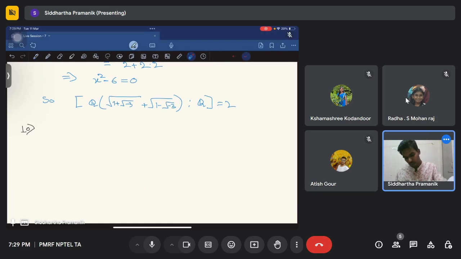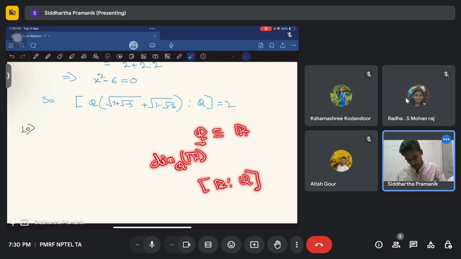So we can take the field extension Q subset of R, right? So R is an extension of Q. So we can ask the dimension of R as a vector space over Q. So the degree of extension R over Q. So can you say what is this vector space dimension? So this is something you must have done in your linear algebra course. So do you know what is the dimension of R as a vector space over Q?